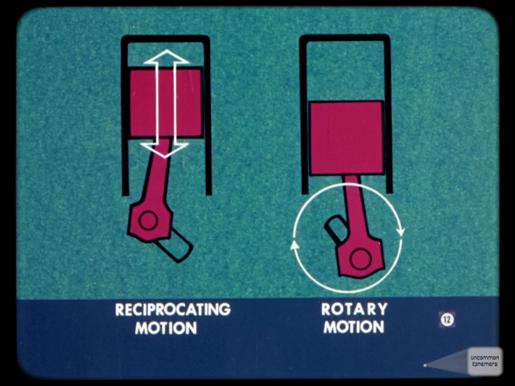Frame 12. As we saw earlier, an engine uses two forms of motion to transmit energy. They are reciprocating motion, which is up and down or back and forth motion, and rotary motion, which is circular motion around a point. The engine starts with reciprocating motion and develops rotary motion.